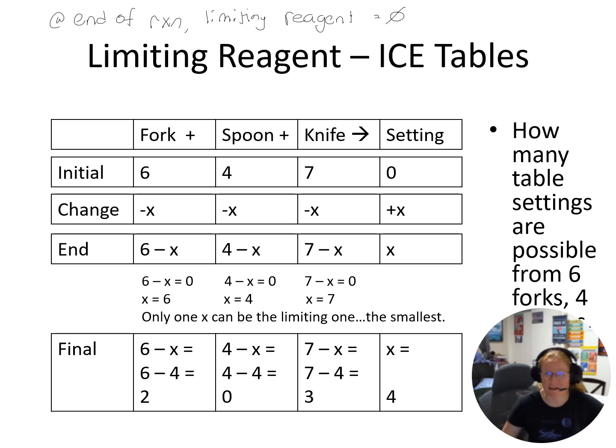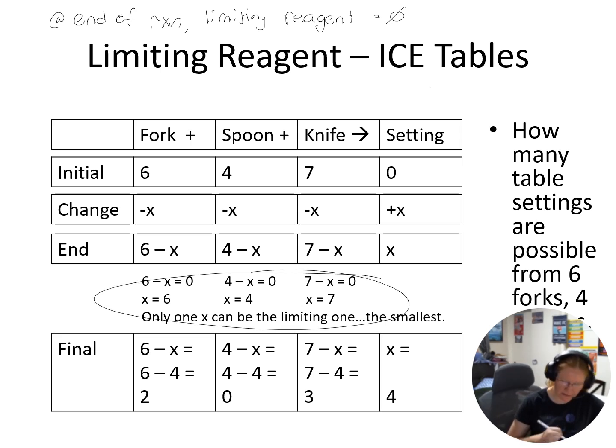Okay, at the end of the reaction, our limiting reagent is going to equal 0 because we've run out of it. Our other reagents should have something left. And so what we do is we figure out which one is limiting. If our limiting reagent goes to 0, we start with our initial minus our change equals 0.